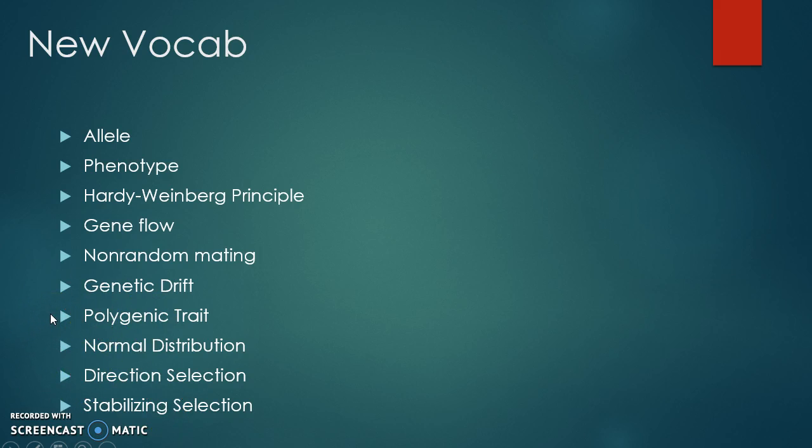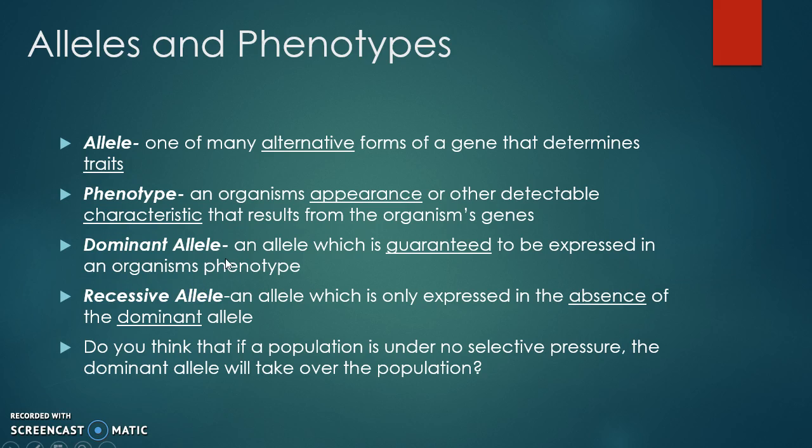It's something I used to teach a while ago, but we're going to learn what an allele is, a phenotype, Hardy-Weinberg principle, gene flow, non-random mating, and genetic drift. These are ways that things affect populations. So jumping into it, we have to cover just a little bit about how genetics works out. The first thing we're going to find here is an allele.